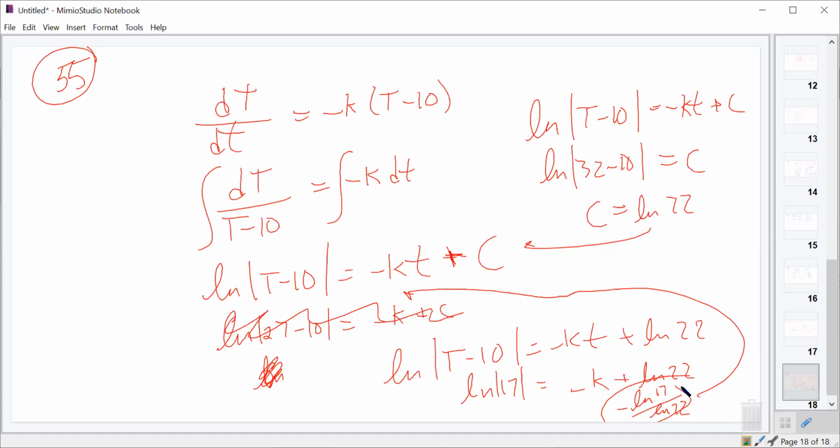Yeah. So whatever natural log of 17 over natural log of 22 is, just plug that in for your k, and then plug in your ln 22 for your c, and it should come out nicely enough. Okay. So we got this C because we knew that when t equals 0, the body was 32 degrees. Correct. Okay. Tomorrow we're going to do that free response one, hopefully, and then further applications of integration.